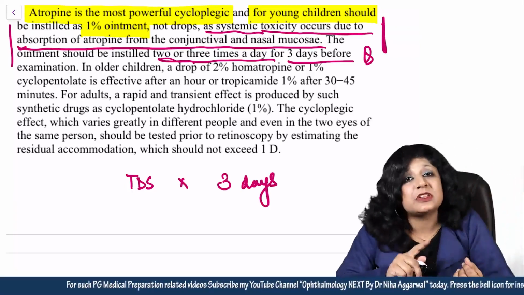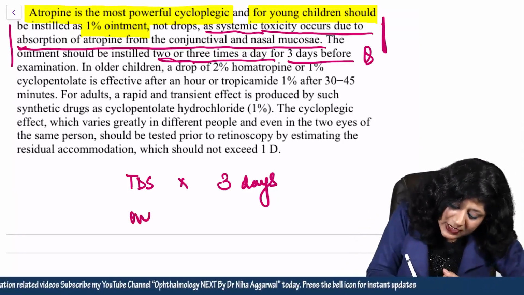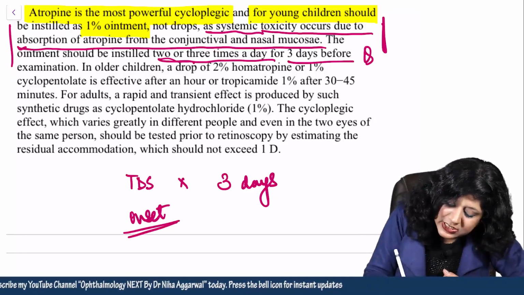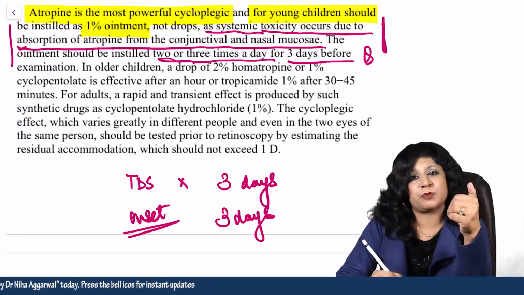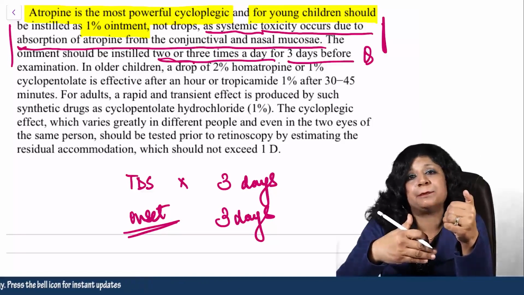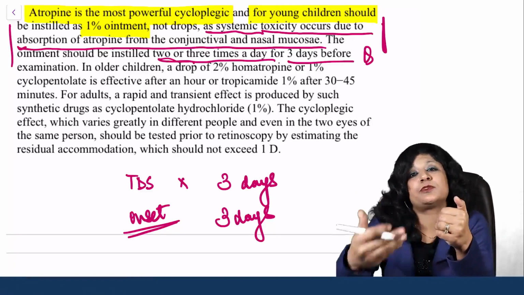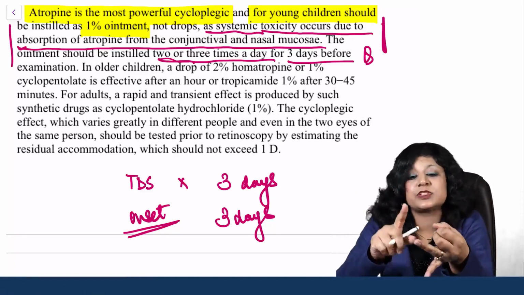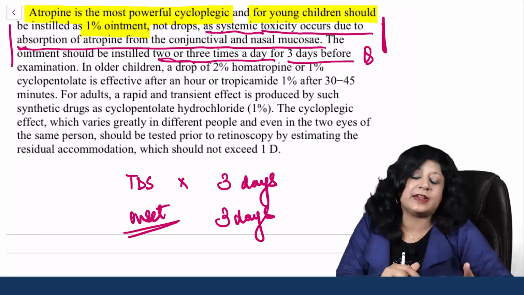So you have to use it 3 times in a day and 3 days before, because if you look at the onset, how much time it is taking for the onset, it is about 3 days. So mostly we are giving it 3 days before. So if I am getting the refraction done on Monday, then what I will do, I will advise them to use it from Friday. So they will use it Friday, they will use it Saturday, they will use it Sunday, and then they can come for the refraction on Monday.